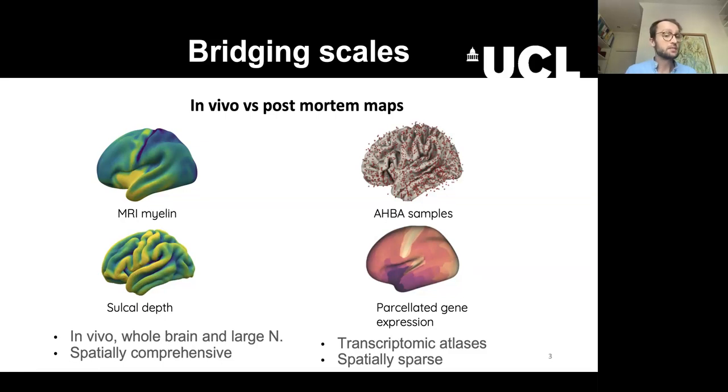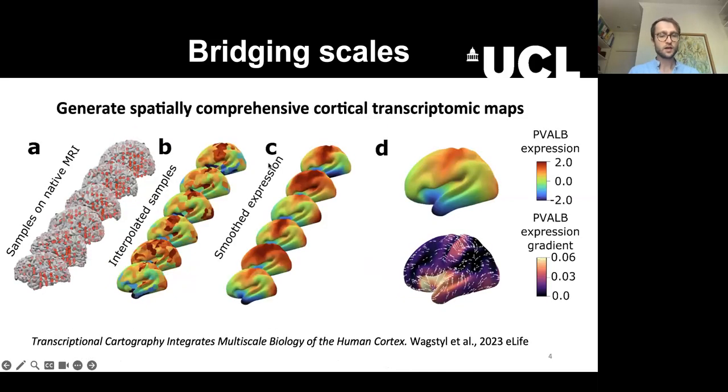The way this has tended to be analyzed in the past is to parcellate these data into 50 or 100 different regions, which has a limitation: you're imposing anatomy on the samples, and it doesn't match the dense, comprehensive nature in which the structural function might be measured in vivo. So the aim was to generate spatially comprehensive cortical transcriptomic maps using the Allen Human Brain Atlas.